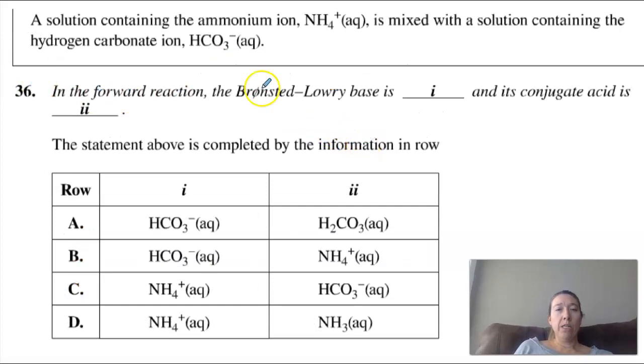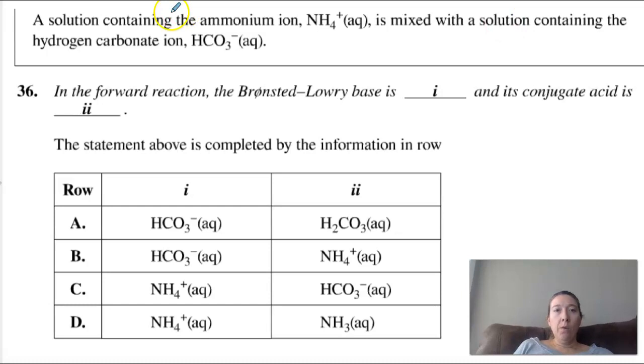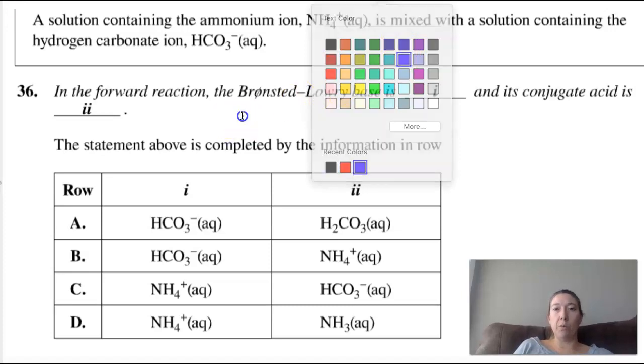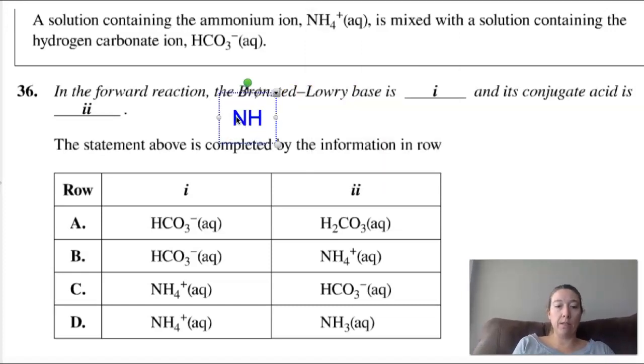Okay, here's another one. A solution containing the ammonium ion is mixed with a solution containing the hydrogen carbonate ion. So in the forward reaction, the Bronsted-Lowry base is blank and its conjugate acid is blank. To be able to answer a question like this, we want to start by figuring out what our reactants are going to be. And we already know what they are because the question tells us that we are reacting ammonium with hydrogen carbonate.